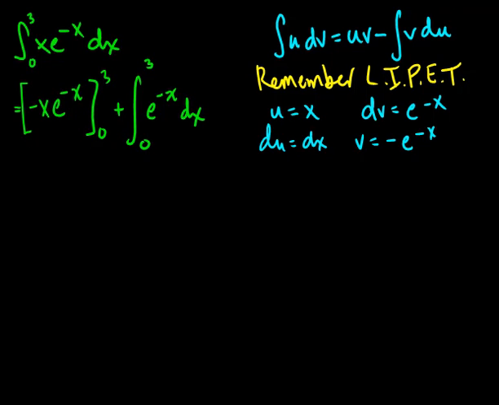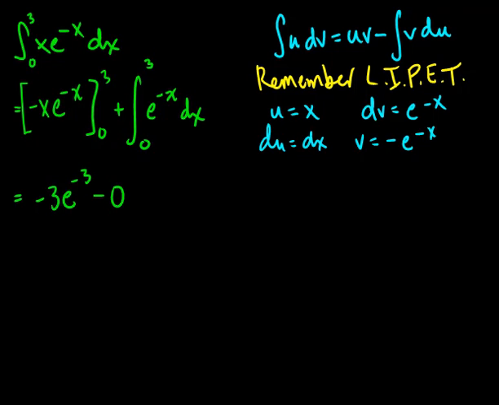Now there are other ways to do this. I could finish the entire thing and then evaluate the whole thing at 3 minus the whole thing at 0, but this is also just as easy. So the first part of that, negative x e to the negative x evaluated at 3, gives us negative 3 e to the negative third. When we evaluate that at 0, the whole thing is going to become 0, because x times x is 0, and 0 times anything will give you 0. So that first part will just be negative 3 e to the negative third.